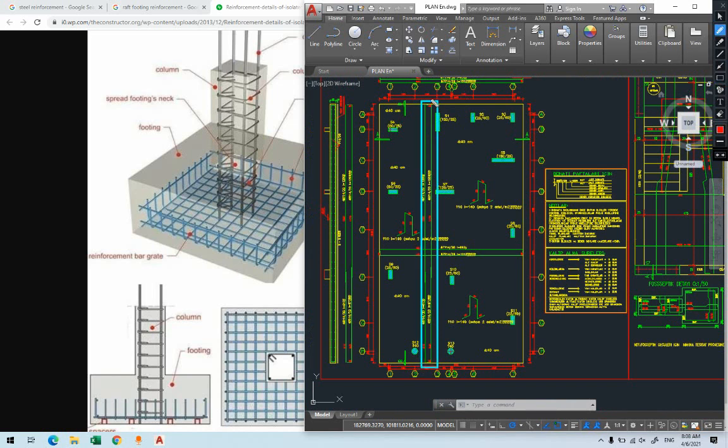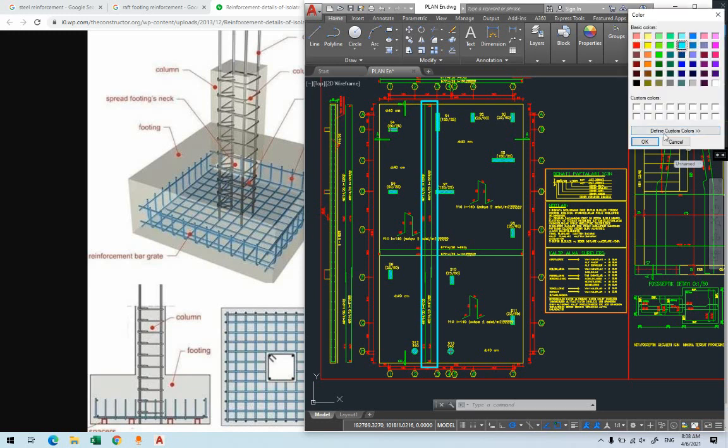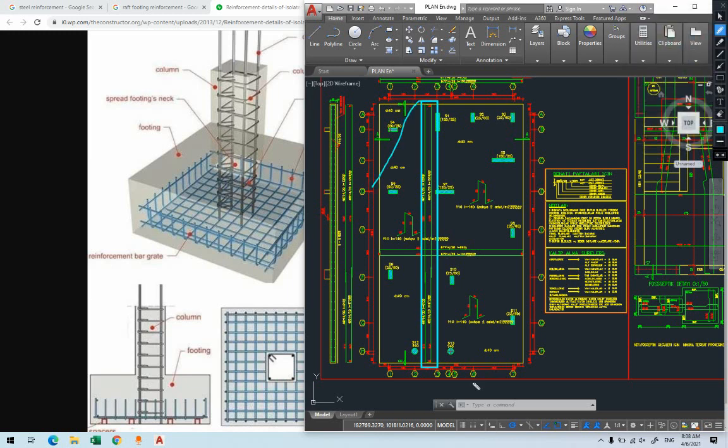But what does it mean? It means that you're looking at the foundation this way. Imagine. So this will be the top, and the other ones will be the bottom bars. The bottom bars. Remember this.